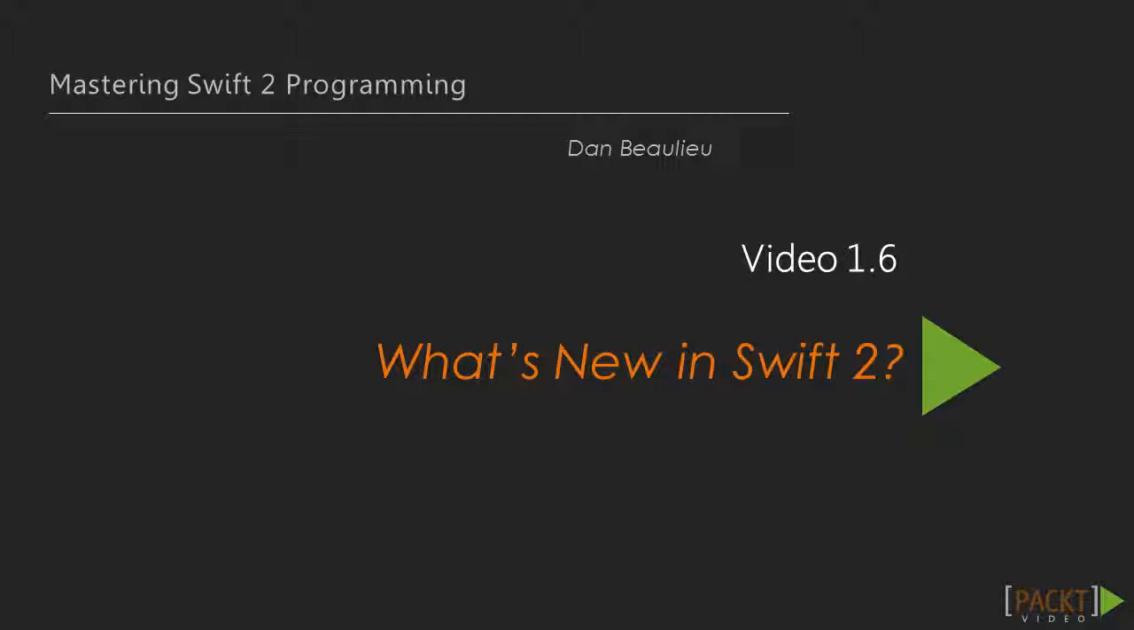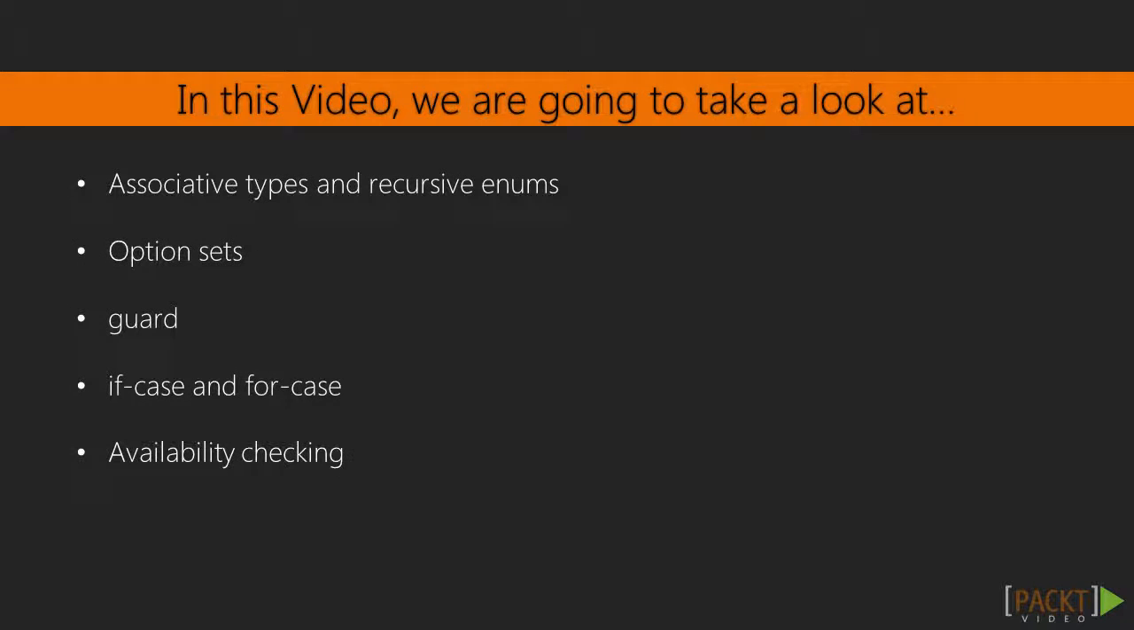In the previous video, we looked at flow of control, pattern matching, and optionals in Swift. In this video, we're going to take a look at the changes to the Swift language as introduced during Apple's WWDC 2015 conference. We'll take a look at changes to enum, option sets, pattern matching, guard, availability checking, and more.